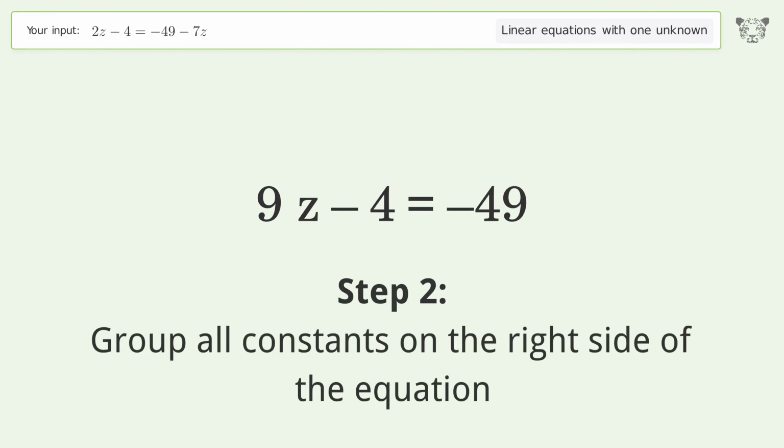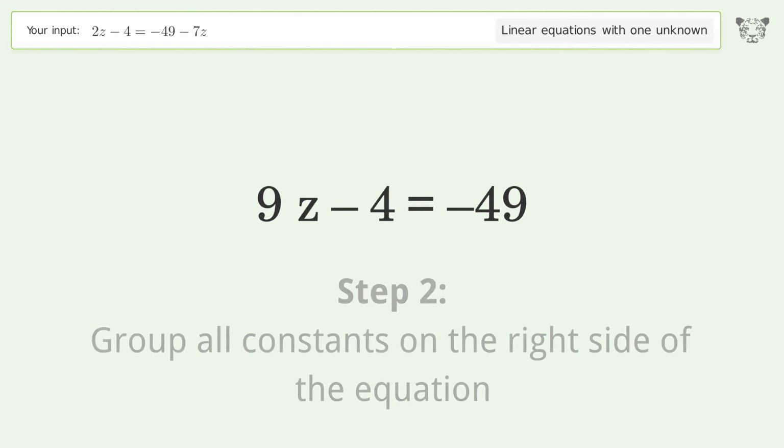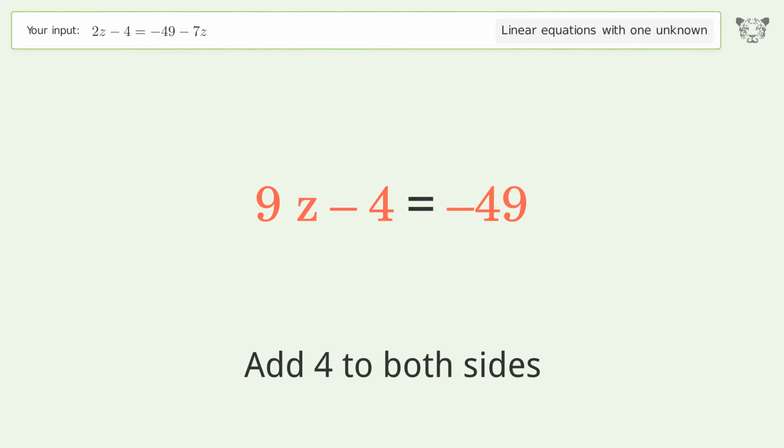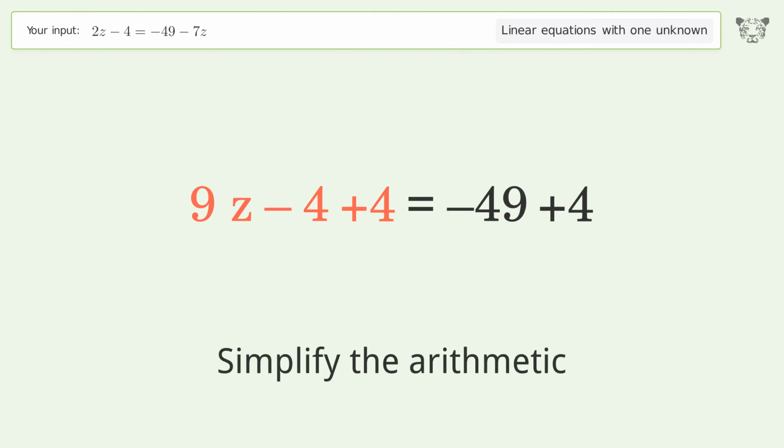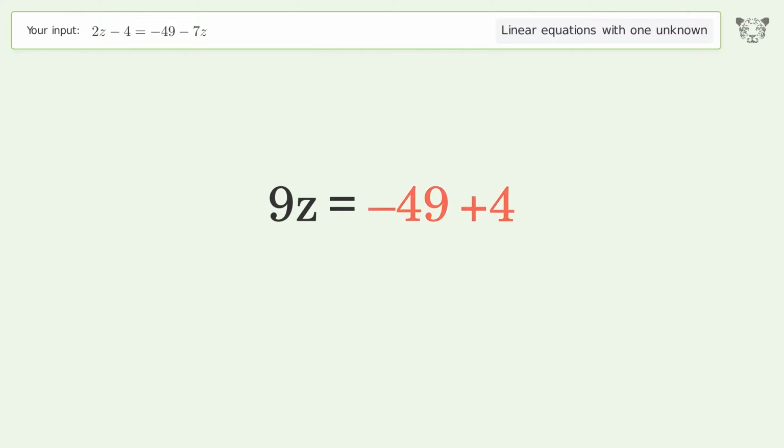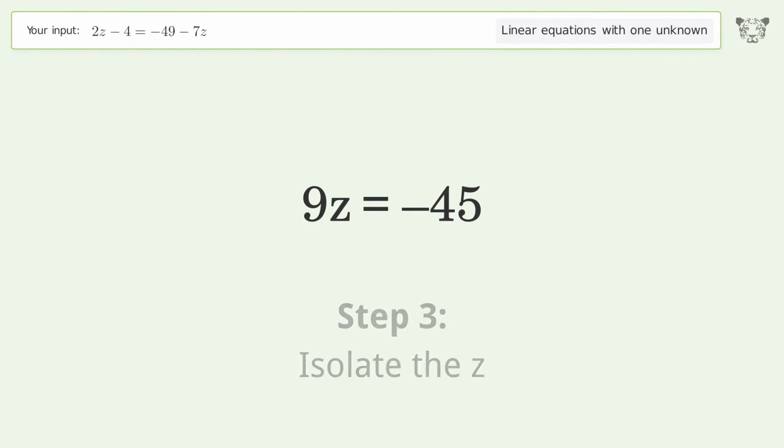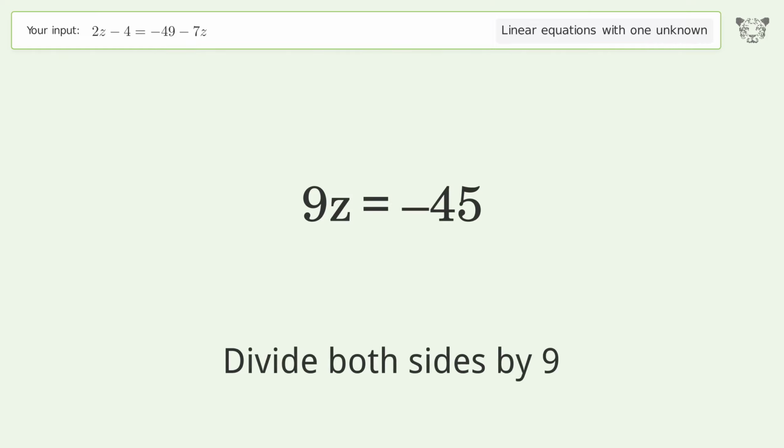Group all constants on the right side of the equation. Add 4 to both sides. Simplify the arithmetic. Isolate the z. Divide both sides by 9.